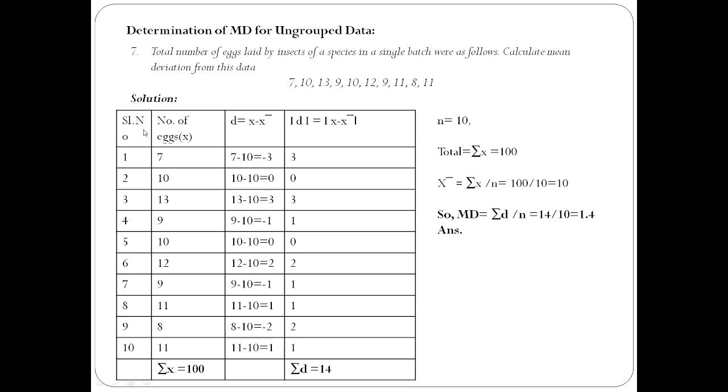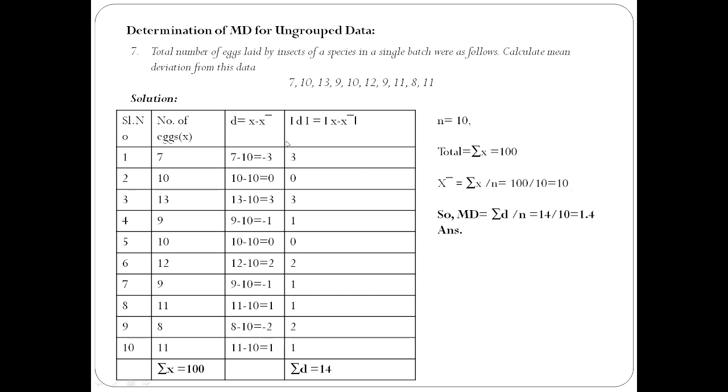At first we need to arrange the data in tabular form. In one column, we write the number of eggs, that is x. Summation of x is 100, and the total number of items is 10, so n is equal to 10. So what is x bar? x bar is the arithmetic mean, which is summation of x divided by the total number of items n, that is 100 by 10, equal to 10.